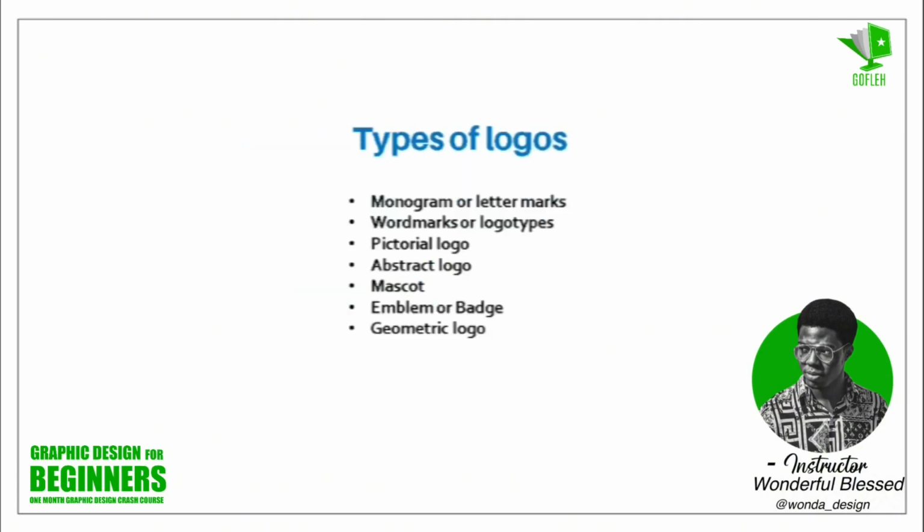For types of logo, I'll list them. We have the monogram logo or lettermark logo, the word marks or logo types, pictorial logo, abstract logo, mascot logo, emblem logo or badge, geometric logo. We'll be touching on a few of these. So we'll start with monogram.